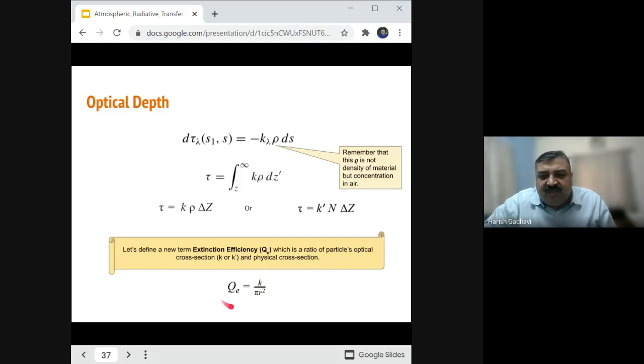Now, why do we want to do these things? This is because doing the mathematics with this Q is easier than doing the mathematics with k, because it allows you to think without thinking. Let us say you have visible wavelength and you are doing the calculations for the scattering cross sections and these optical depth calculations. You still have to worry about the particle size, and you still have to worry about the wavelength.